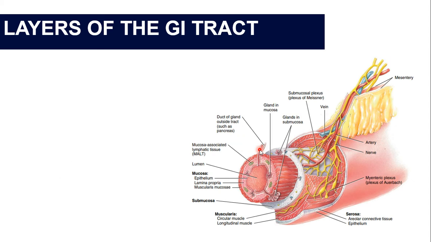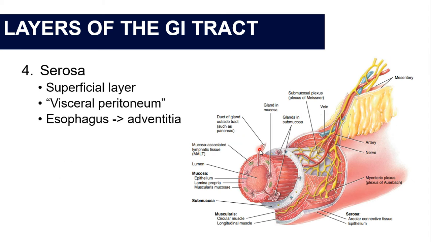Next, the serosa. So this serosa is the superficial layer, and it is also known as the visceral peritoneum because it's actually part of the visceral peritoneum already. Okay, however, in the esophagus, this layer is known as the adventitia and not the visceral peritoneum.